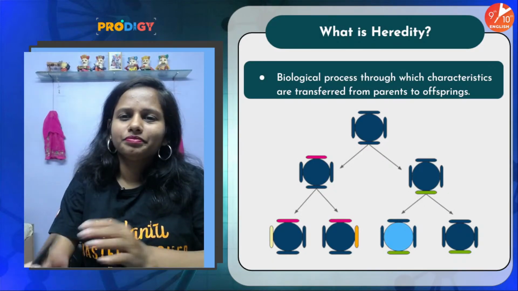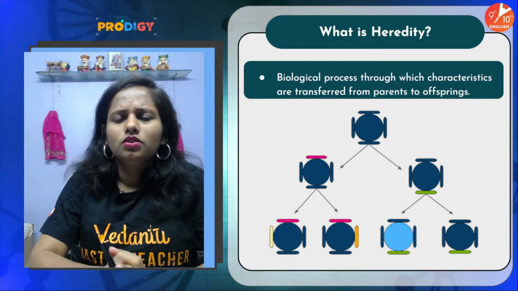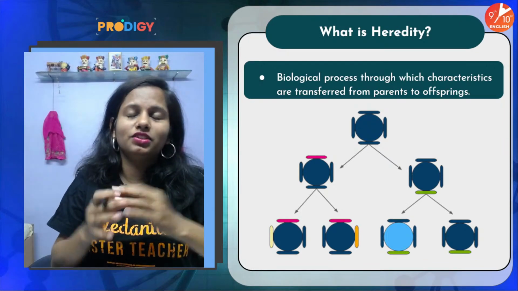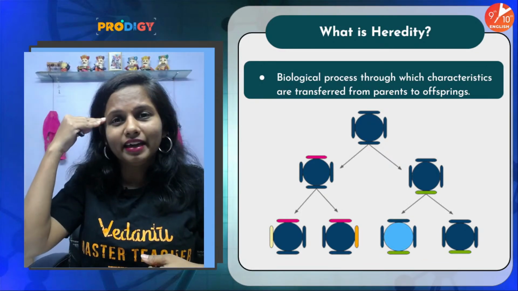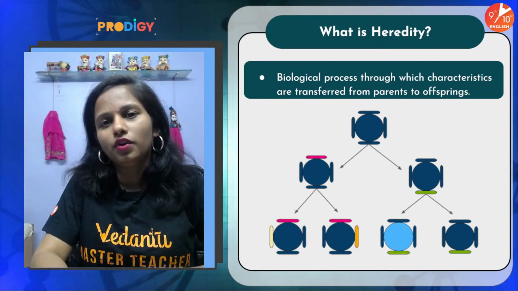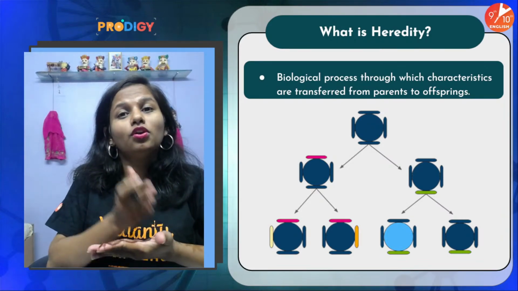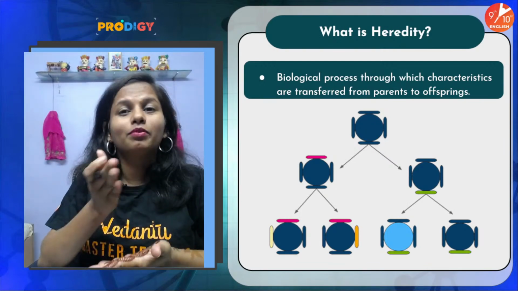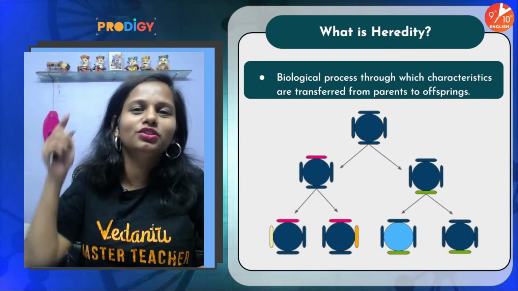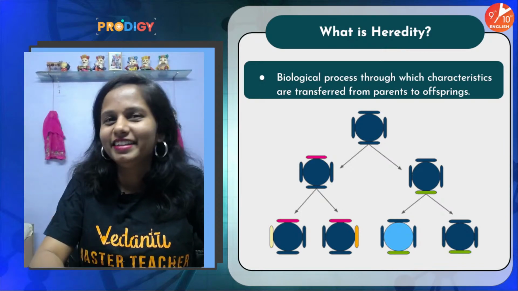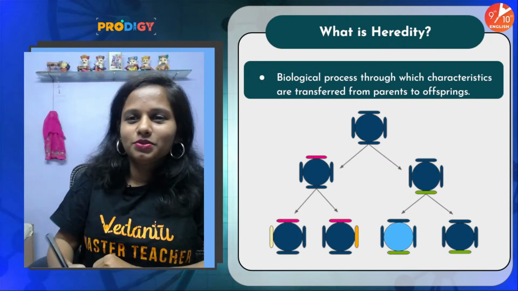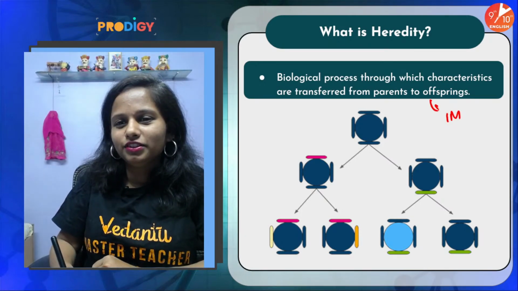And what is heredity? So, bacha, the process of transfer of characteristics, the physical characters as well as mental characters from parents to the offsprings is what we call heredity. The process of transfer of characteristics from parents to the offspring is known as heredity. Okay, so this is an amazing 1 mark definition.